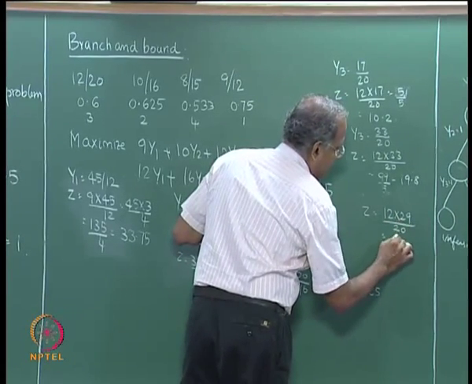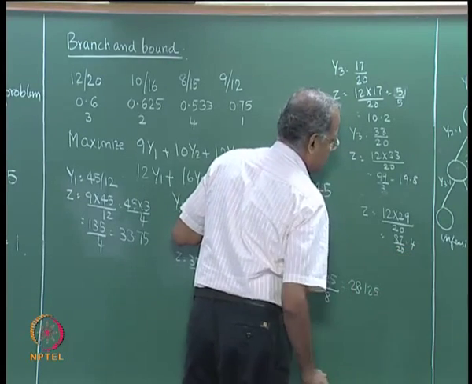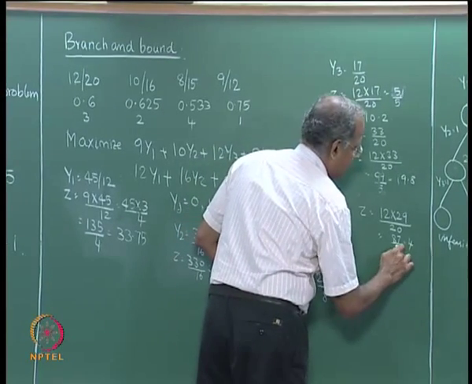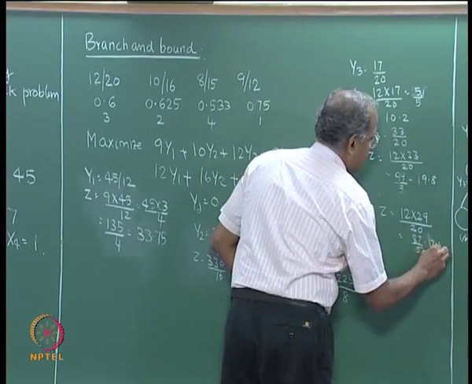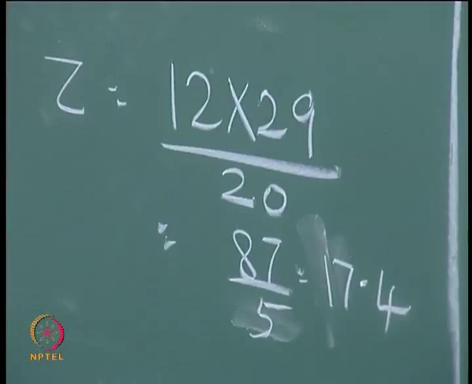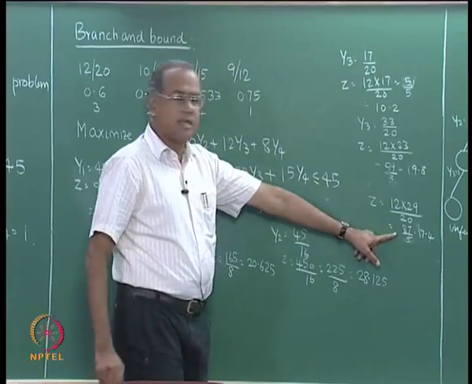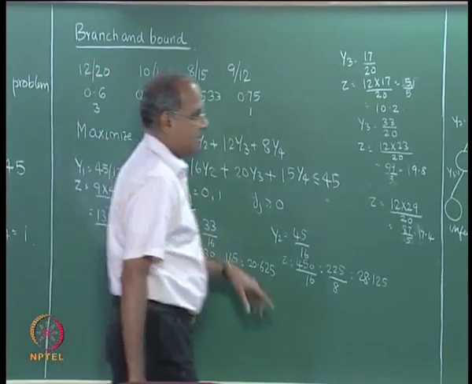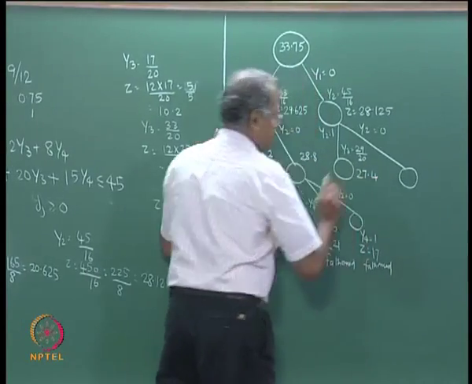3 into 29 is 87 by 20, 87 by 5, 17 5s are 85, 17.4 plus this has y2 equal to 1. So, 17.4 plus 10, so this gives us a bound of 27.4.